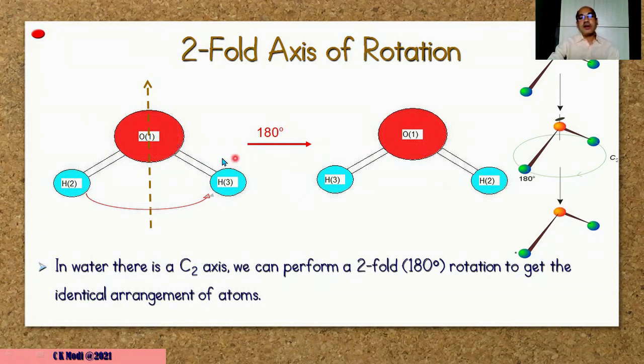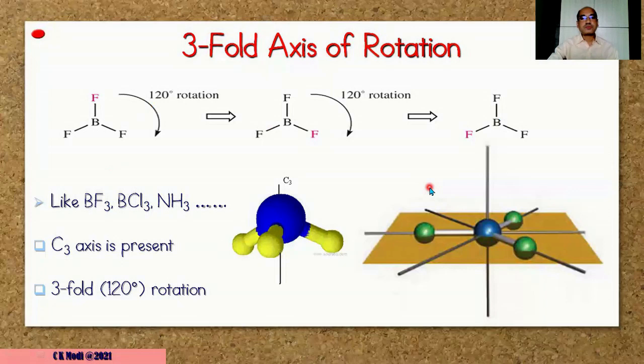So this operation is called a cyclic operation, or this is called the axis of rotation. So in water, there is a C2 axis, and we can perform a two-fold 180-degree rotation to get the identical arrangement of the atoms. So this is called the two-fold axis of rotation.